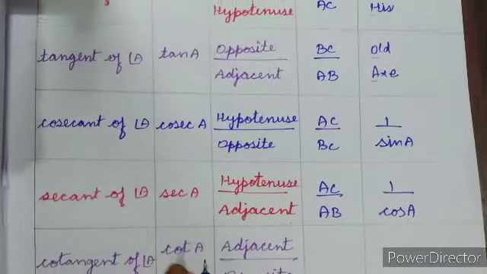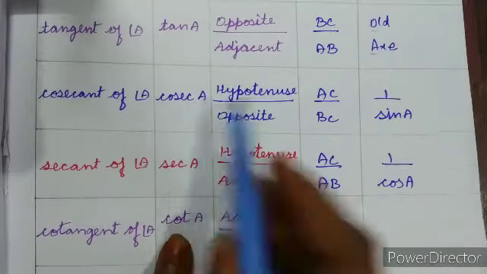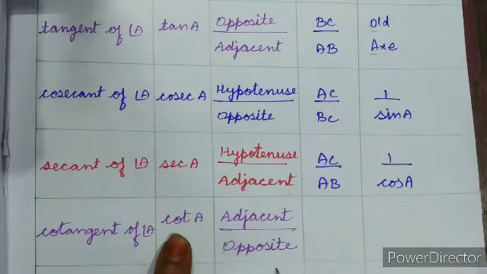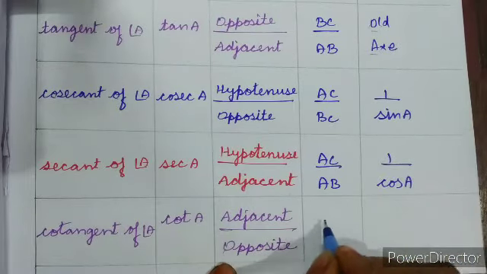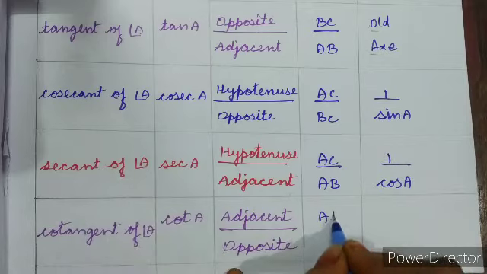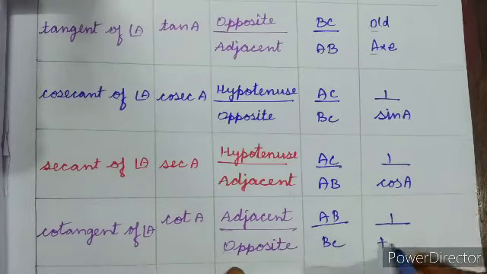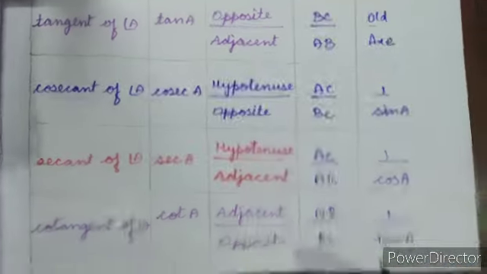And cot. Cot is the reciprocal of tan. Tan is opposite by adjacent, whereas cot is adjacent by opposite. Therefore, we can write this as AB by BC. This is 1 by tan A.